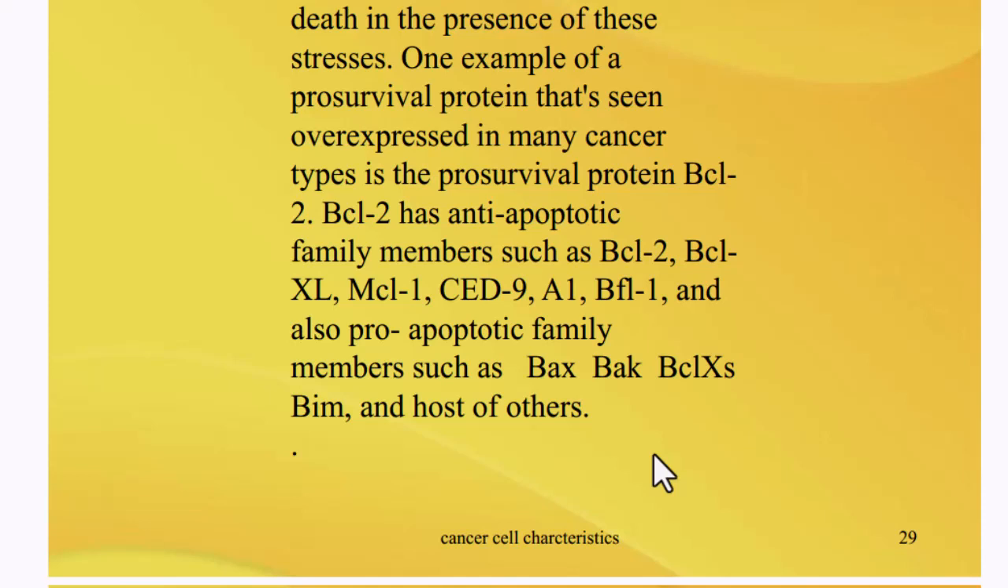the pro-survival protein BCL2. The BCL2 family includes anti-apoptotic members such as BCL2, BCL-XL, MCL1, CED9, A1, BFL1, and also pro-apoptotic members such as BAX and BAK.